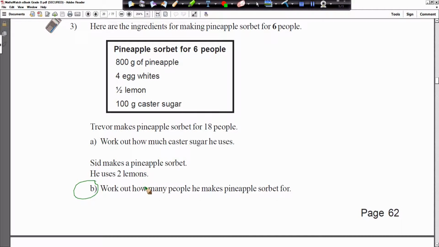Sid makes a pineapple sorbet. Here are the ingredients for making pineapple sorbet for 6 people. Sid makes a pineapple sorbet, he uses 2 lemons. Now this is called a reverse question. They've given you the answer, you have to work backwards and work out what the question was. Work out how many people he makes sorbet for. They said 2 lemons, and in my question I'm going to change the 2 into an 8. I can't even write on there. I am struggling with that.